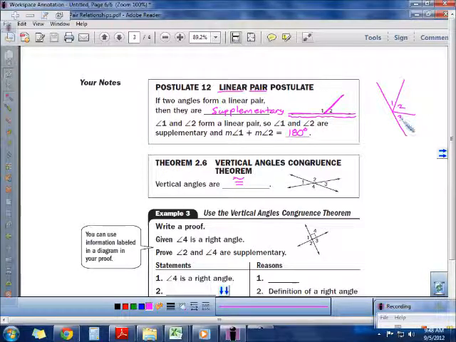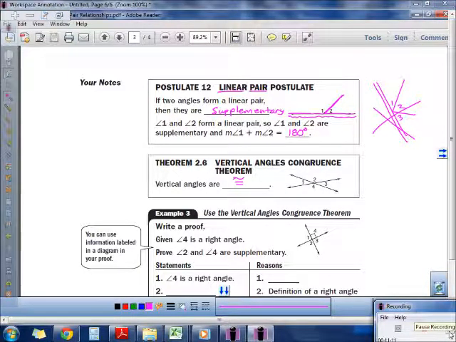Is this picture a linear pair? They make a straight line. It's not a pair. It's not two angles. It's actually 1, 2, 3. This is not a linear pair. That's a bad example. This one right here is a good example.